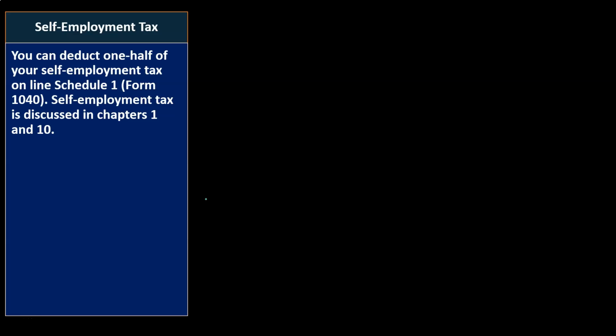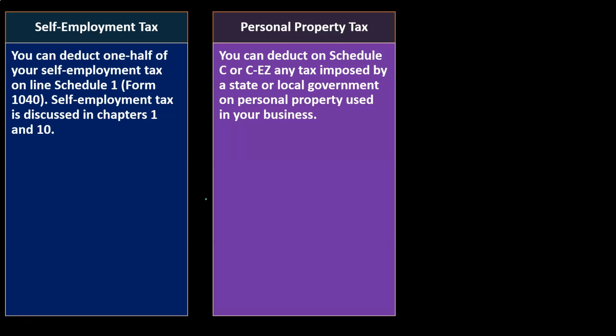not on the Schedule C, because it would create kind of a circular reference. We're using the Schedule C to calculate the tax, and then we've got to take the deduction. It goes somewhere else, that being on Schedule 1, Part 2, basically an above-the-line deduction.